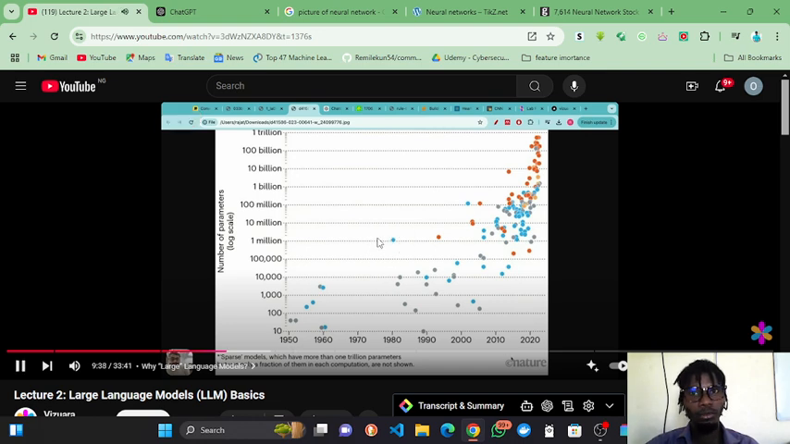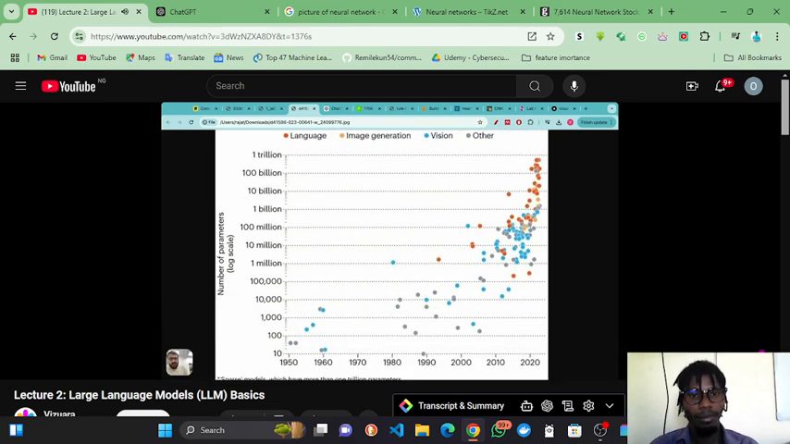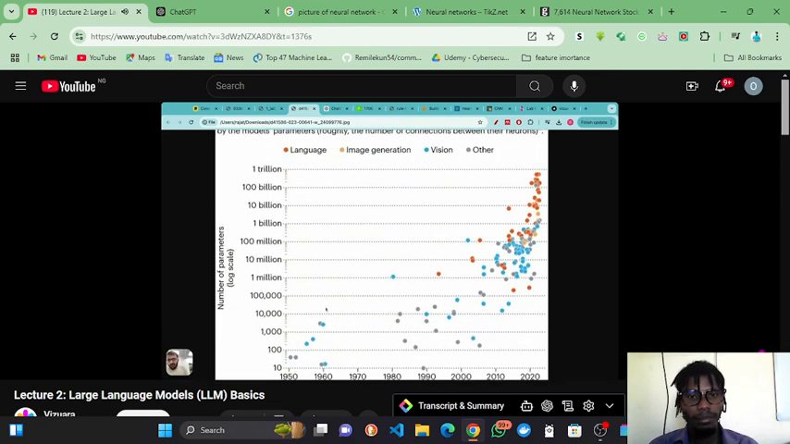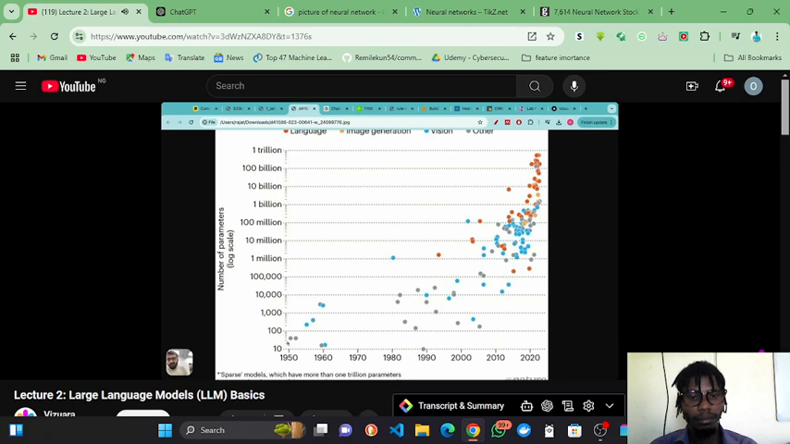Come on, let us finish this. This graph covers 1950 to 2022, and it was published in Nature, so it is a reliable graph. On the y-axis, there are a number of parameters. In 1950, the number of parameters was around just 10 to 100, in a log scale. So this y-axis is in log scale.